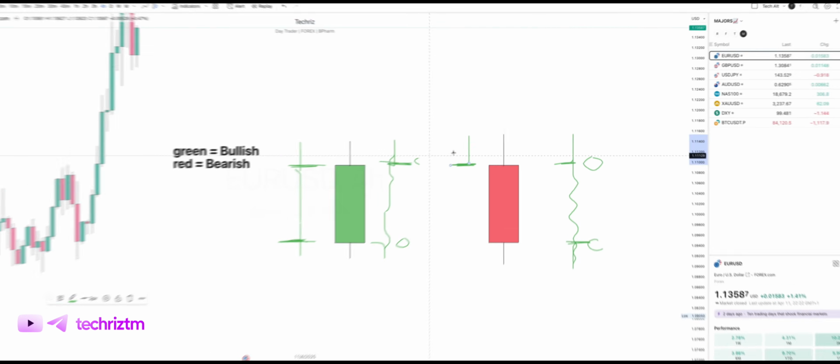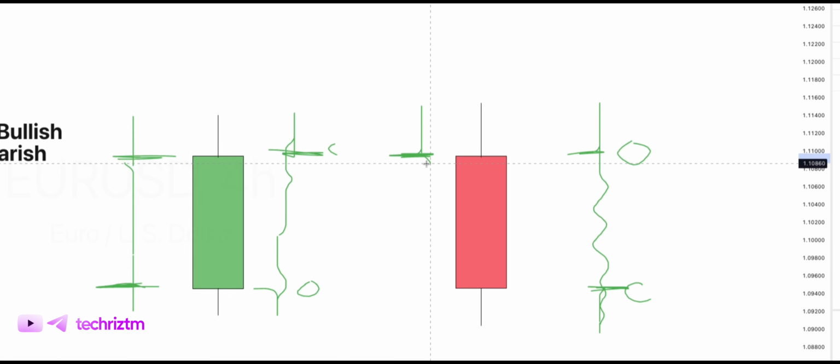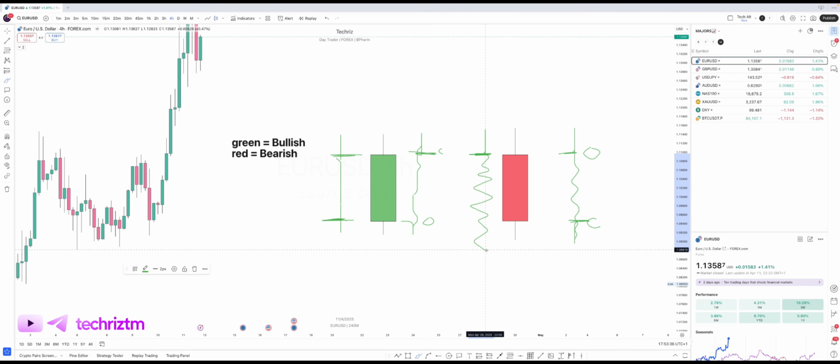A wick is a presence of indecision between buyers and sellers, or equality between buyers and sellers. Because there are buyers and sellers of equal volume here, it cancels out and creates this weak looking thing. And then what happens? The sellers now predominantly push price. They got as low as here. This is the lowest point, this place.